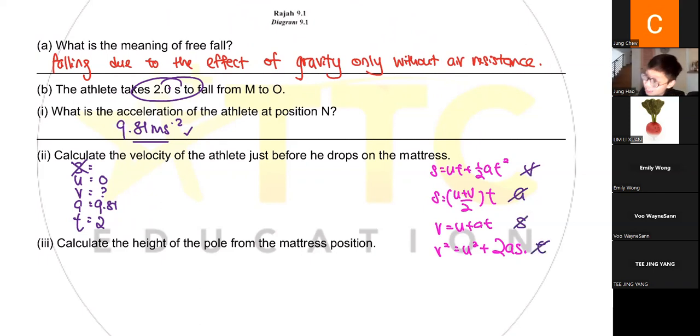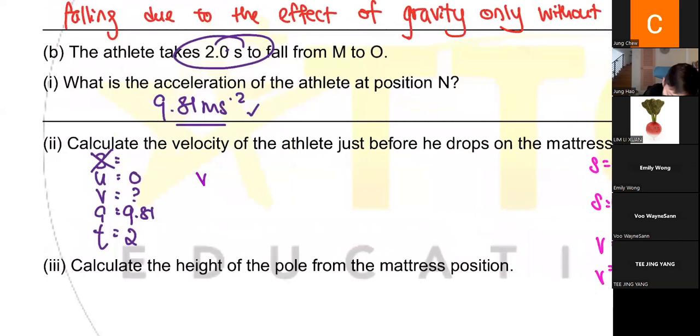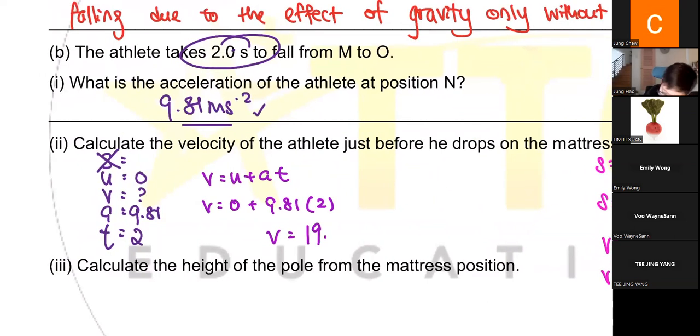And I heard some teachers are very particular, they even make you change this to half GT squared, half GS like that. Guys, it doesn't matter what alphabet you use, as long as you understand it. So we're going to do V equals U plus AT. So V equals 0 plus 9.81 times 2. So my final velocity will be 19.62 meters per second.